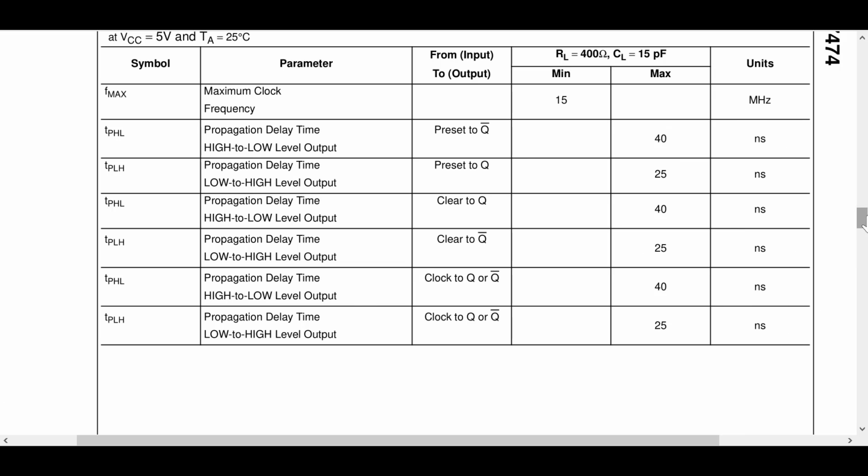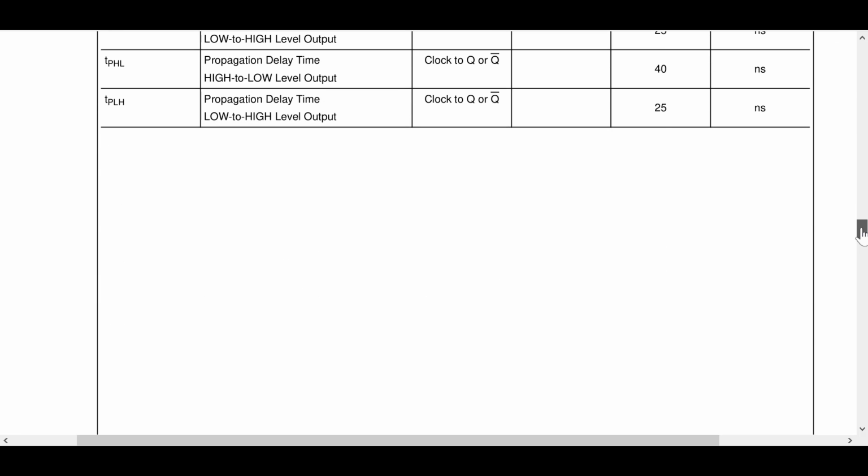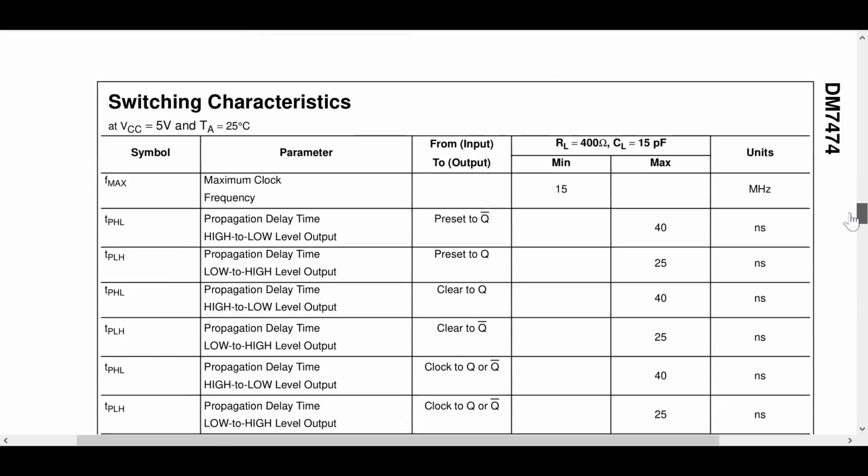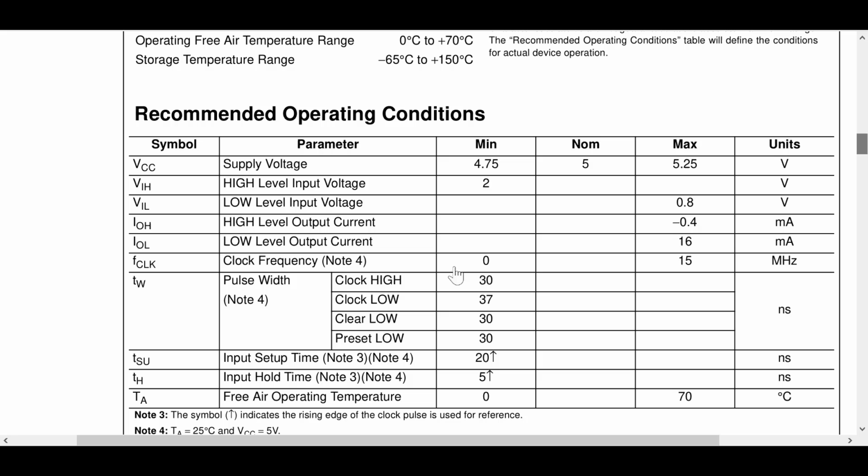This is how the IC manufacturer provides the specifications for propagation delay, setup time and hold time. They also give the pulse widths, clock high pulse width and clock low pulse width, and clear and preset also. So this is how you are supposed to read the data sheet for a given IC, and the remaining parameters will be discussed in the 5th chapter.